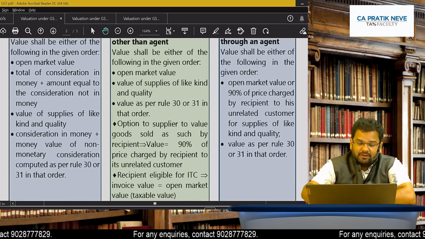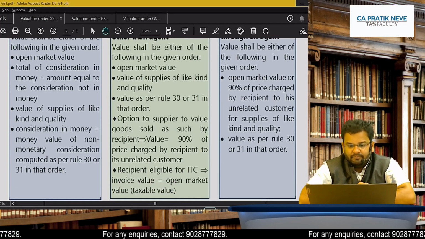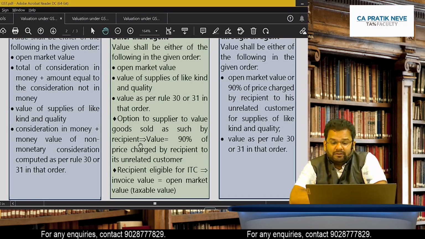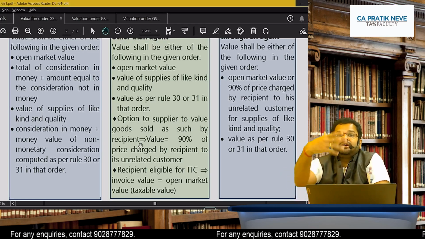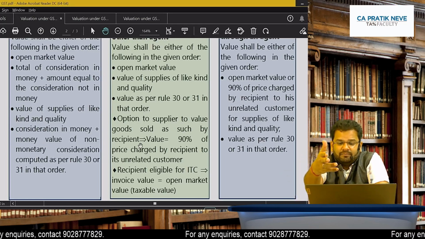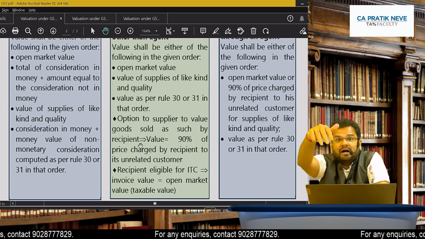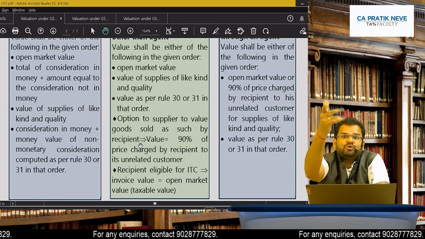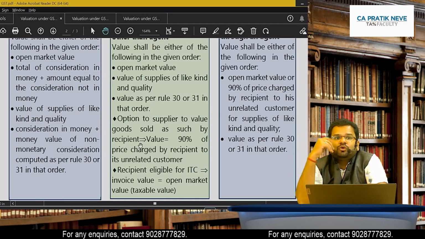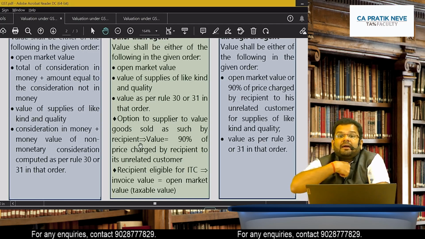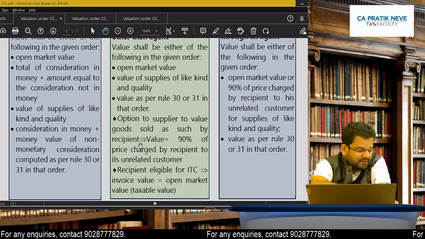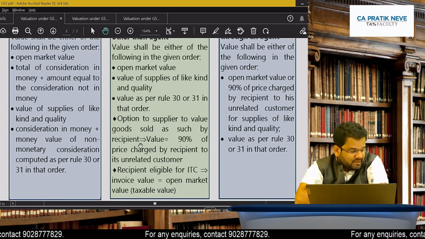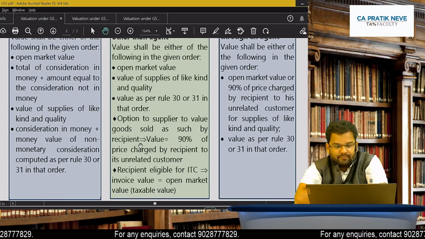Yes, one option is given. What is that option? That if goods are sold as such by the recipient, meaning I am sending you goods because you are my related person and you are now selling those goods to another party, then check at what price you have sold the goods. If you have sold the goods for 1 lakh, then I can take assessable value as 90,000. Yes, wonderful. Very well said, Ketki. Agreed?